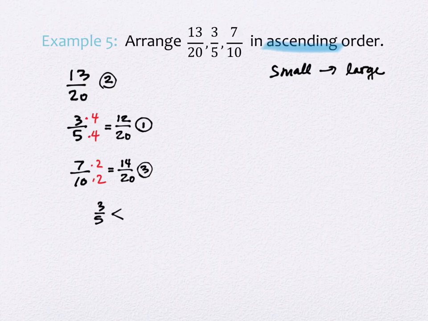And you can put a comma if you want. I'm going to put a less than sign because I'm going to show that the order is increasing by my signs, but commas will be fine. The next one was 13/20, which was exactly how it was given to us. And then the last one is 14/20, but it's represented as 7/10 when it was given to us. So this is the ascending order that we're looking for.